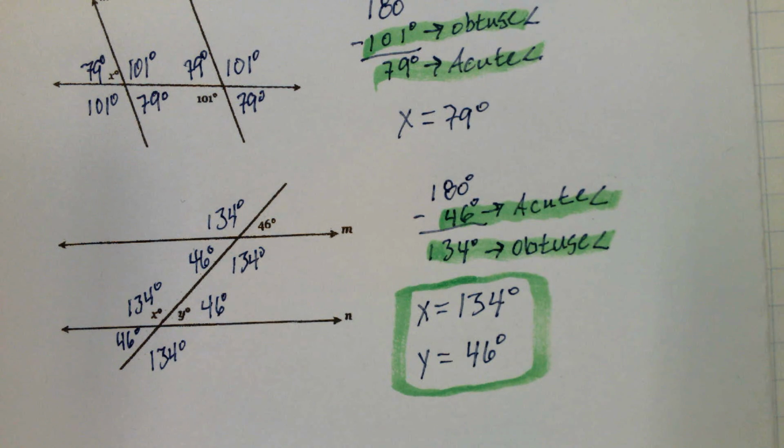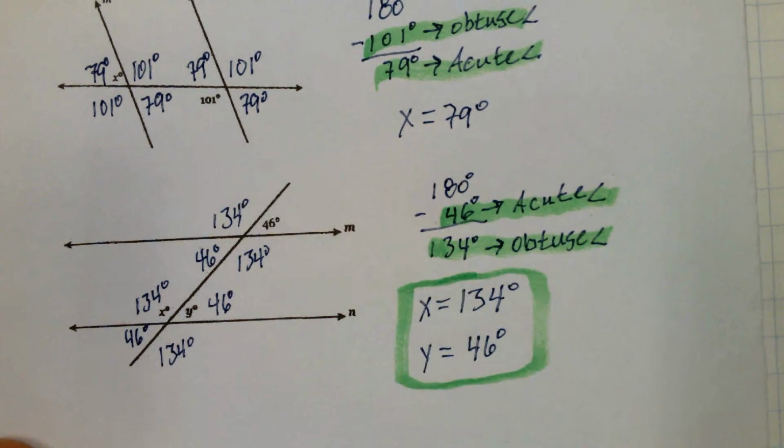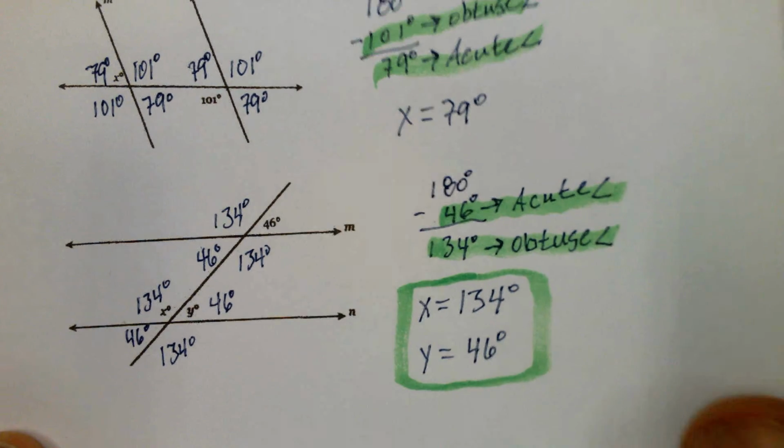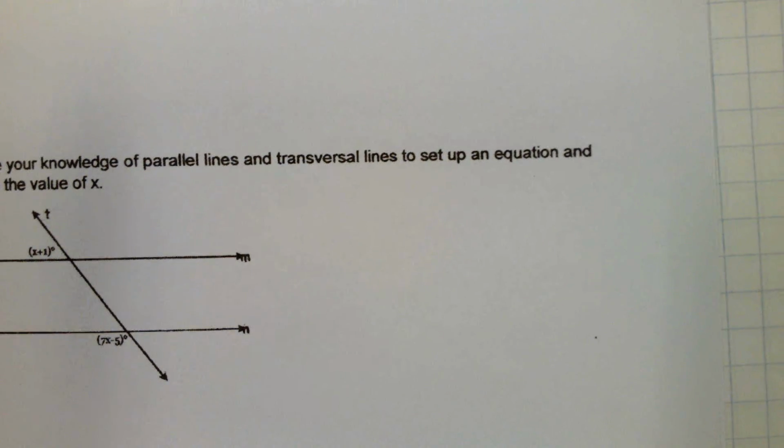X is 134 and Y is 46 degrees. Okay. So now we're going to use this knowledge, the fact that your angles are either congruent or supplementary, with equations. We've kind of been doing it here a little bit, but we're going to formally do it a little more. You guys ready? All right, let's go to this side.